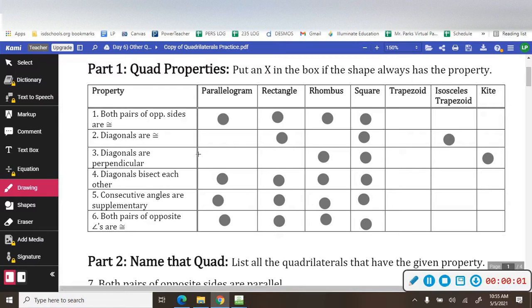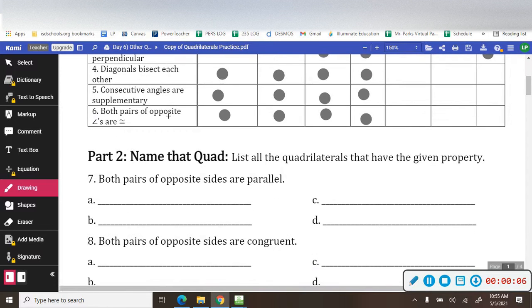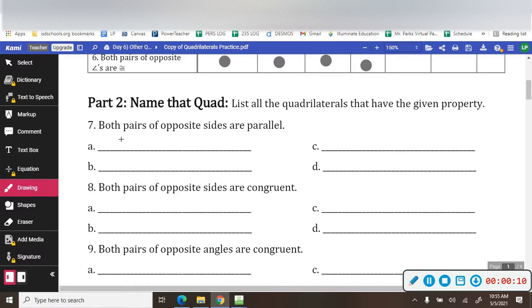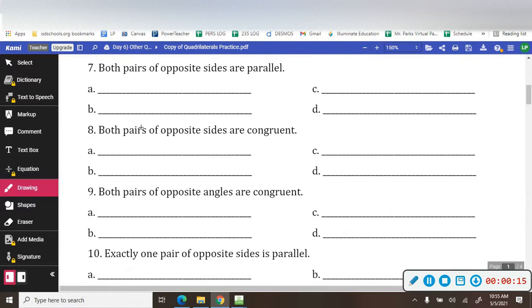So the first step is identifying the properties for each shape. We went ahead and did that together. Part 2, you're going to label the shapes that both pairs of opposite sides are parallel, both pairs of opposite sides are congruent.